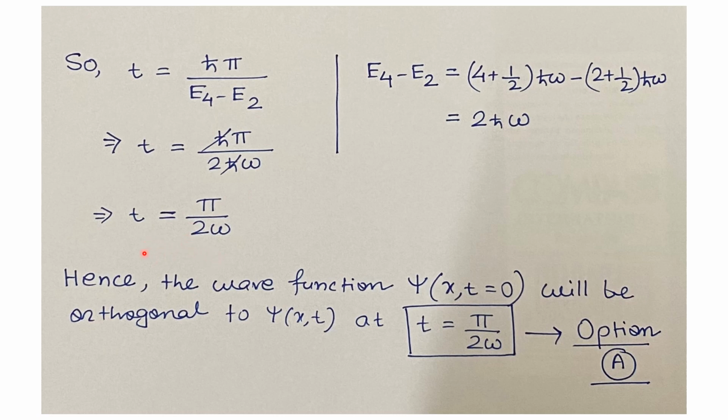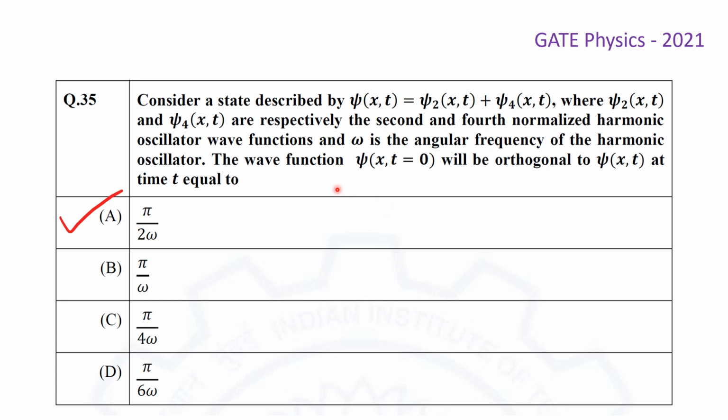So at this time, pi by 2 omega, the wave function psi at t equals 0 will be orthogonal to the wave function psi as a function of x and t. So this t equals pi by 2 omega, that is option A, is the correct answer for this question. According to our solution, the wave function psi as a function of x at time t equals 0 will be orthogonal to psi as a function of x and t at time t equal to pi by 2 omega. So option A is the correct answer for this question.